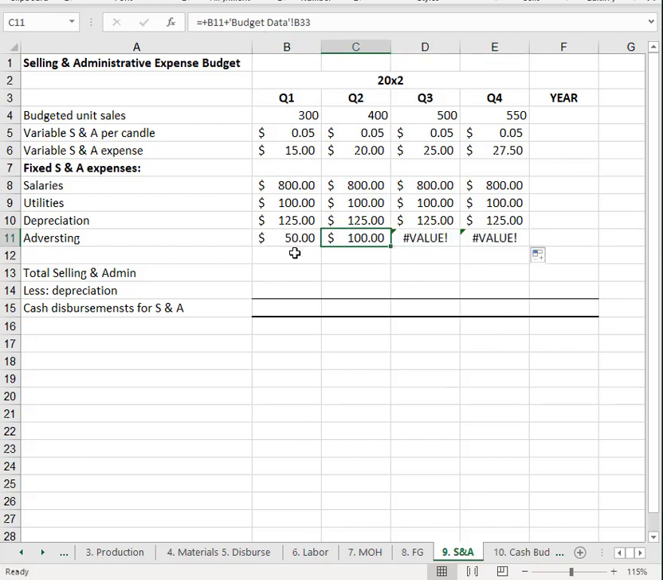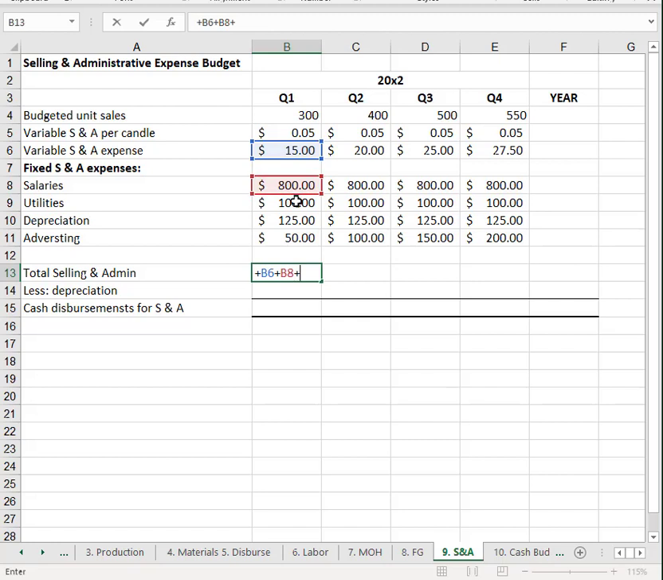Okay, so that didn't work because I didn't lock down the B33. So the B33 needs to be locked down. Not in the first one, but in the second one. See how I did that? Okay, so it's going to stay on the 50 and add 50 to it. That looks like that worked. Okay, so total selling and administration will be the variable piece plus the fixed piece.